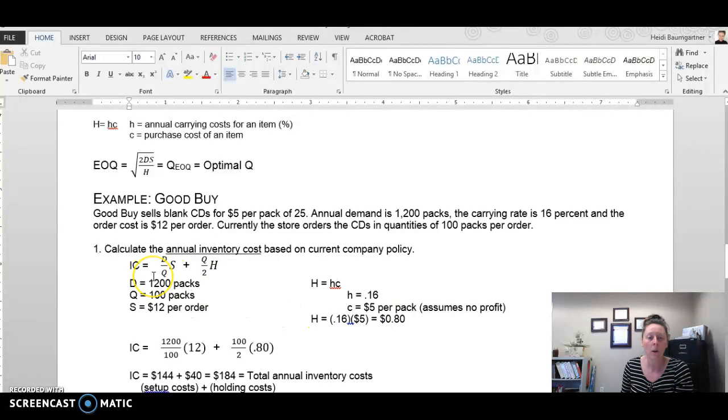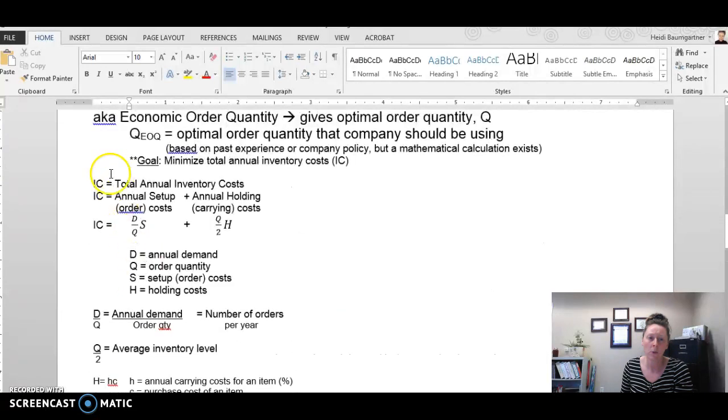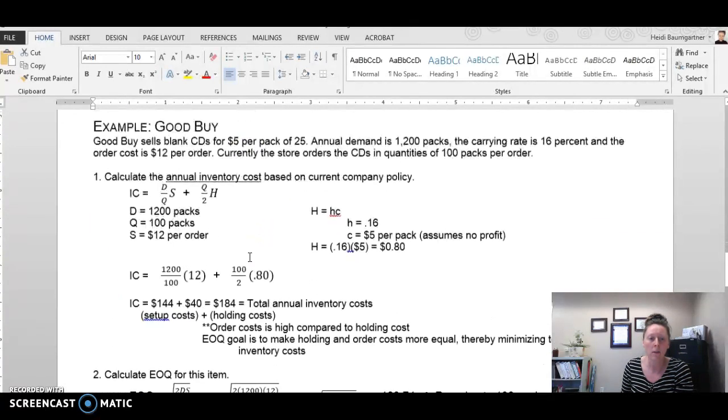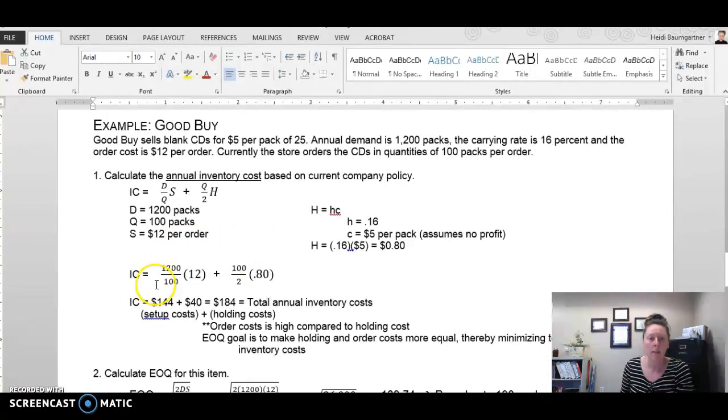Using this, we can go back to our equation. Again, IC is equal to our total annual inventory costs. IC is inventory costs. IC equals 1,200 divided by 100 times 12 plus 100 divided by 2 times 0.80. So just plugging in the numbers, we get a setup cost of $144 plus the holding cost of $40 equals $184, or the total annual inventory costs.